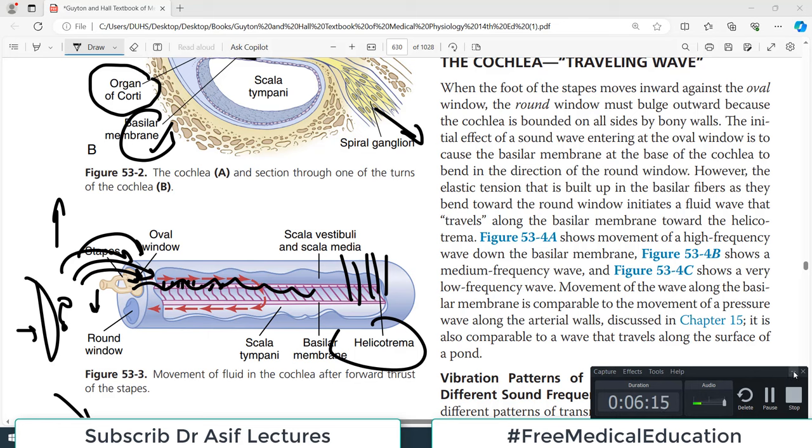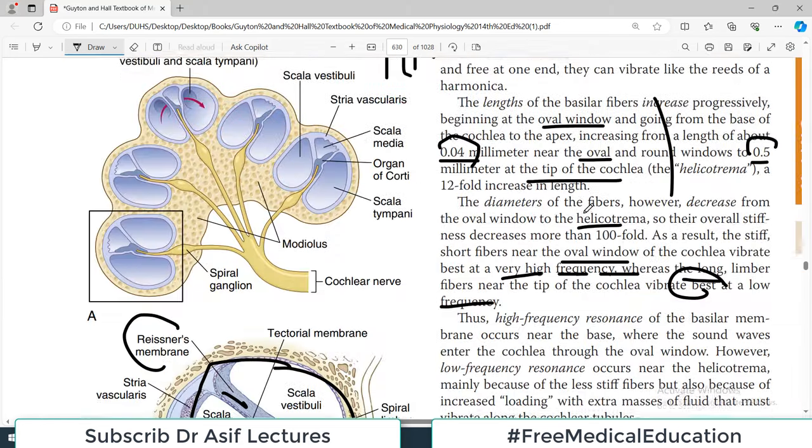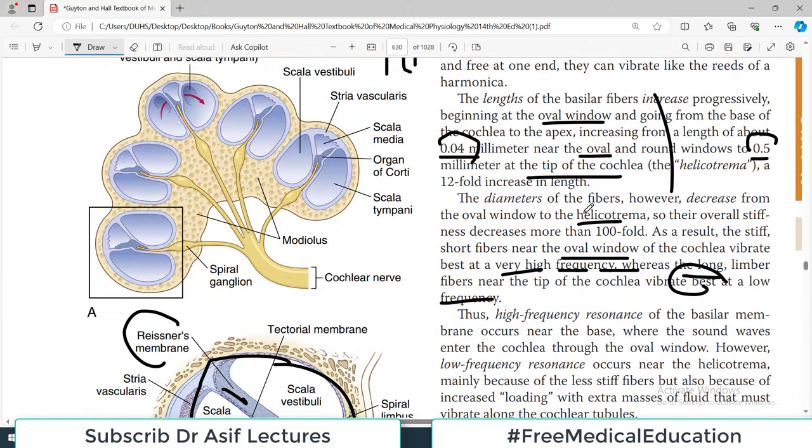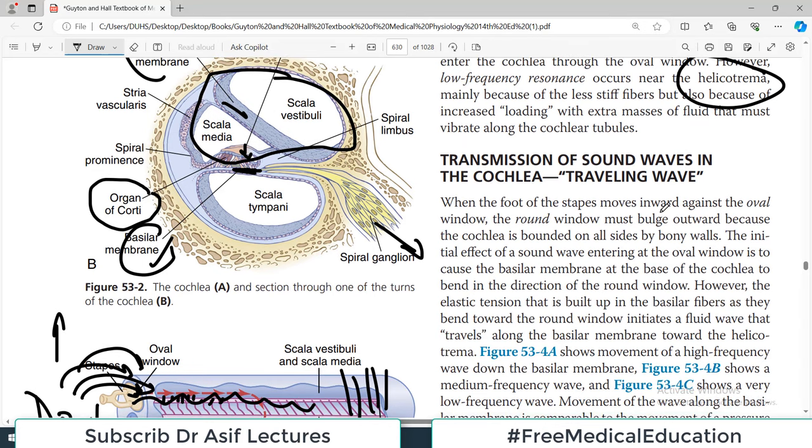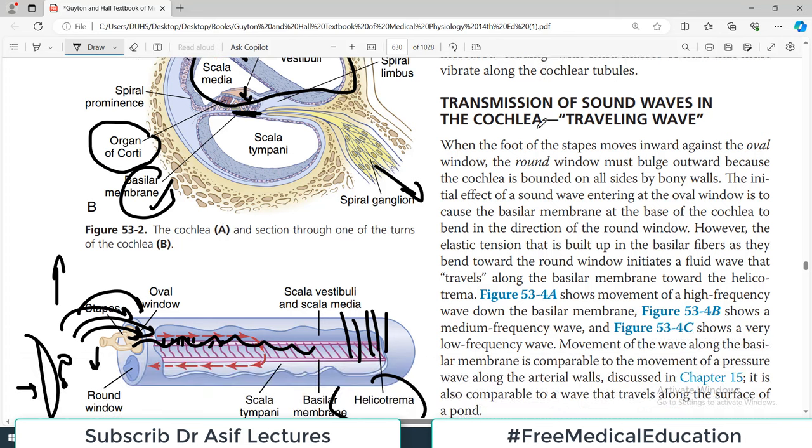Okay, so that's a very important concept to understand, where high frequency sounds are heard and where low ones are. Does the high frequency resonance of the basilar membrane occur near the base, whereas the low frequency near the tip? And who is present at the tip? Helicotrema. Okay, not trauma. Trauma is that the hearing chapter is torturing us, but this is helicotrema.